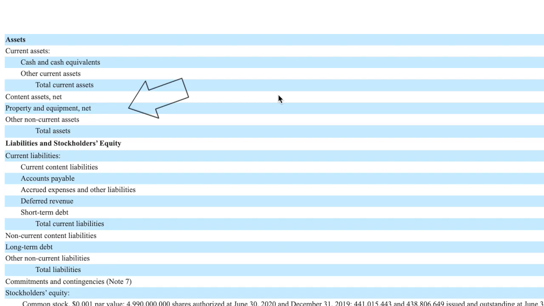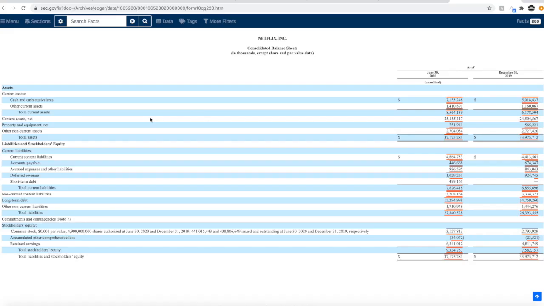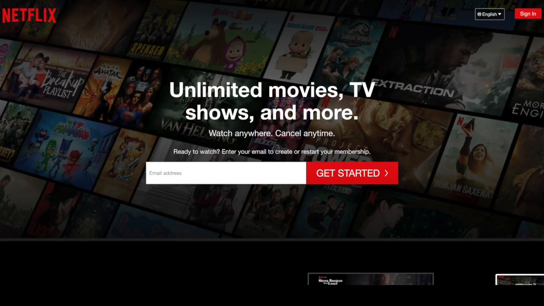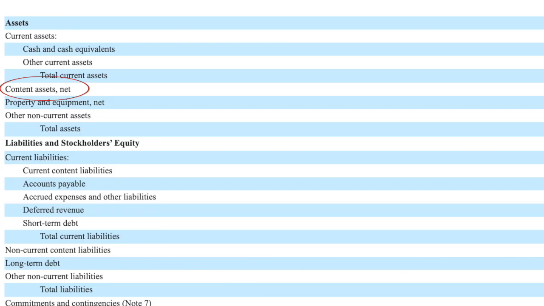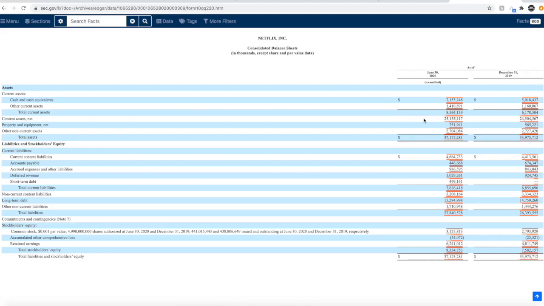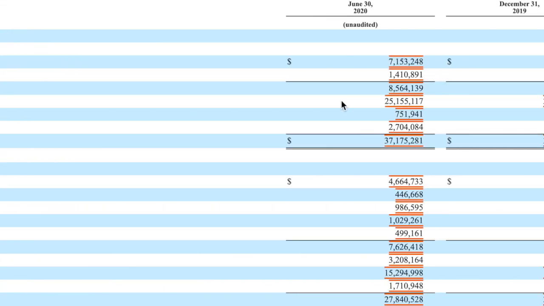Now we're moving on to the non-current assets. Since Netflix is a streaming service, they make money from people subscribing to their streaming service where they provide movies and TV series. Because of this, a lot of their non-current assets are actually content assets, or the content of the movies and TV films that they have licensed or produced. Netflix has around $25 billion of content assets, which just means that all the TV shows and movies that they've licensed or produced is worth around $25 billion.